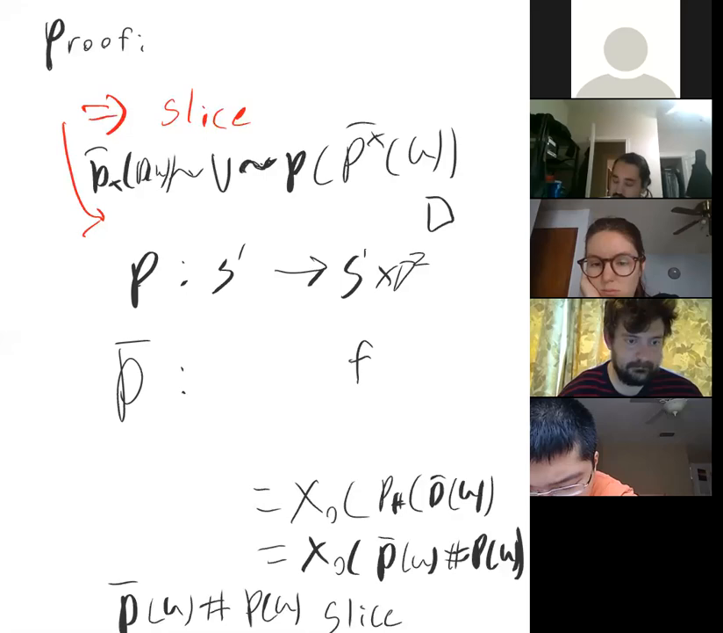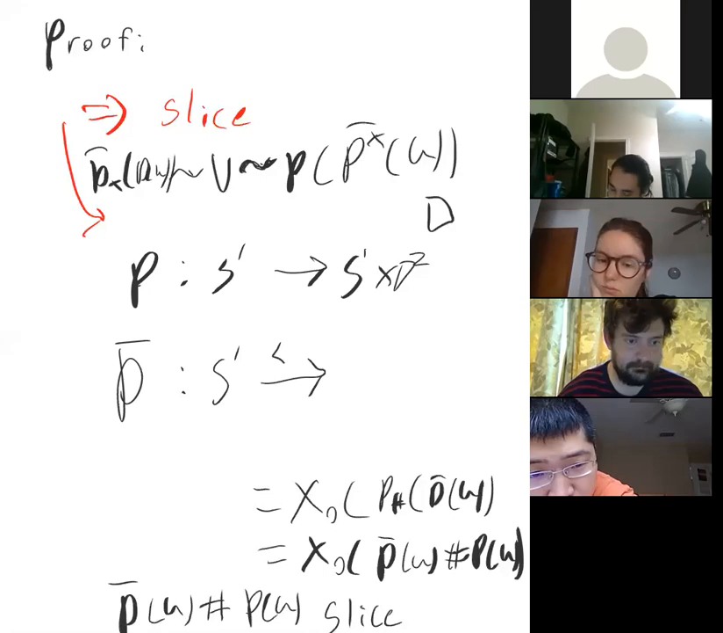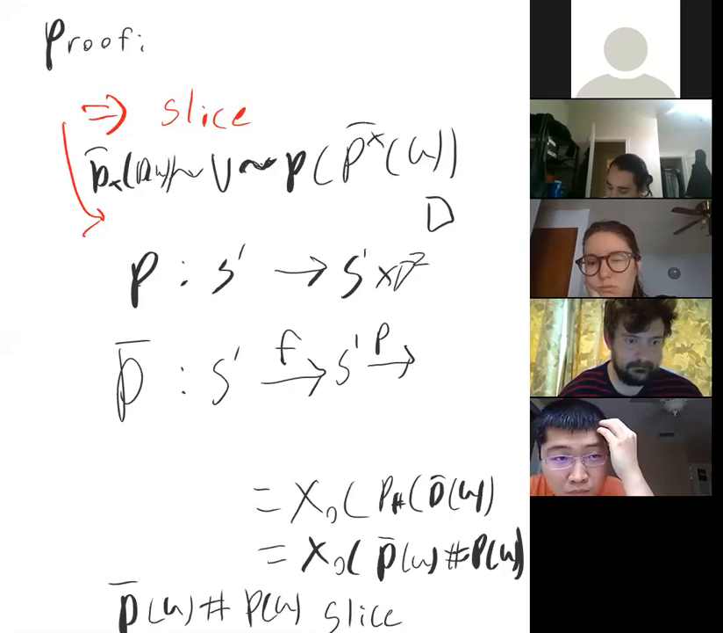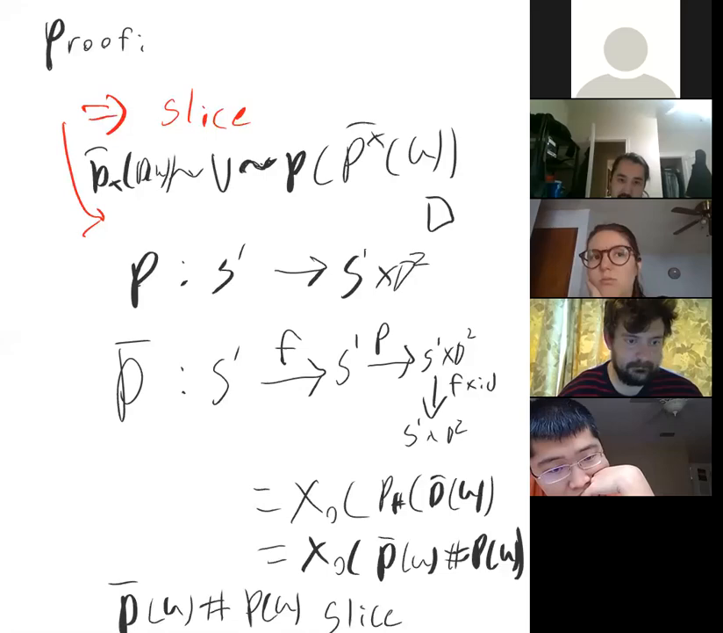So go from S1 to S1, and this reverses orientation. Then you take your pattern P, you take that map into S1 cross D2. And then you do one more map, which I guess is F cross identity. So you reverse orientation on the S1 factor and also on the S1 cross D2 factor. And that'll be P bar.